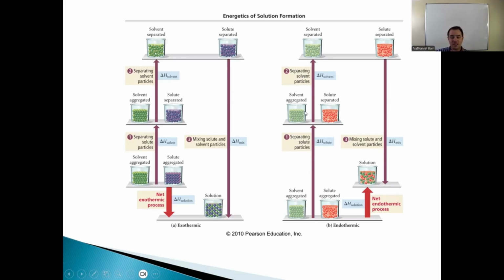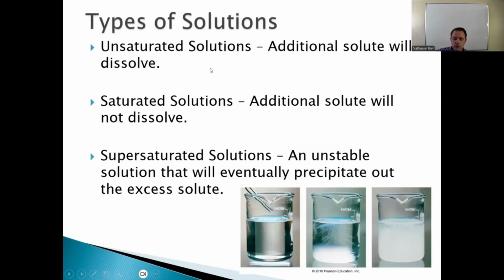So this explains why some salts make the solution hot when you dissolve them, and why some solutes make the solution cold when you dissolve them. So, some types of solutions. We have really three types of solutions.